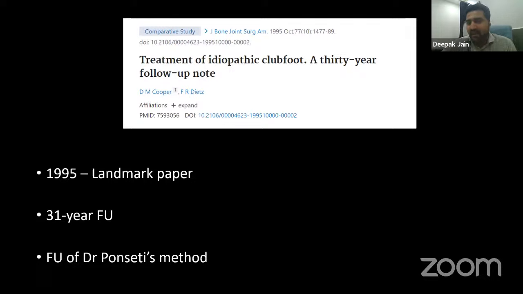This was the paper when people started actually reading about Ponseti, and this was a paper which showed a 31-year follow-up of Ponseti's patients, which were corrected by Ponseti back then. They came up with a 31-year follow-up of the same study, and both the feet were indistinguishable. They were not able to differentiate which was affected and which was not affected. The results were so good. This actually started changing some heads, and people started reading about Ponseti's method.